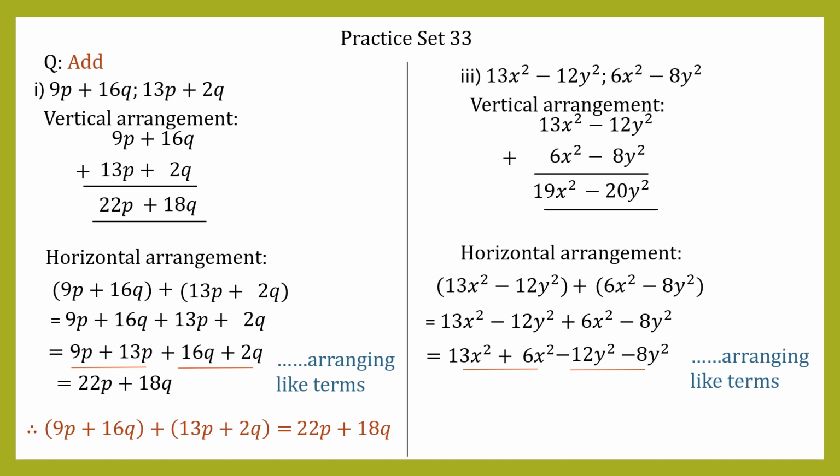Now 13 plus 6 is 19. Dear children, are we going to add x squared and x squared? No. In addition, the power will remain the same. So 13x squared plus 6x squared will be 19x squared. Then minus 12y squared minus 8y squared. Minus 12 minus 8 is minus 20. So the answer will be 19x squared minus 20y squared. You can write the final answer.